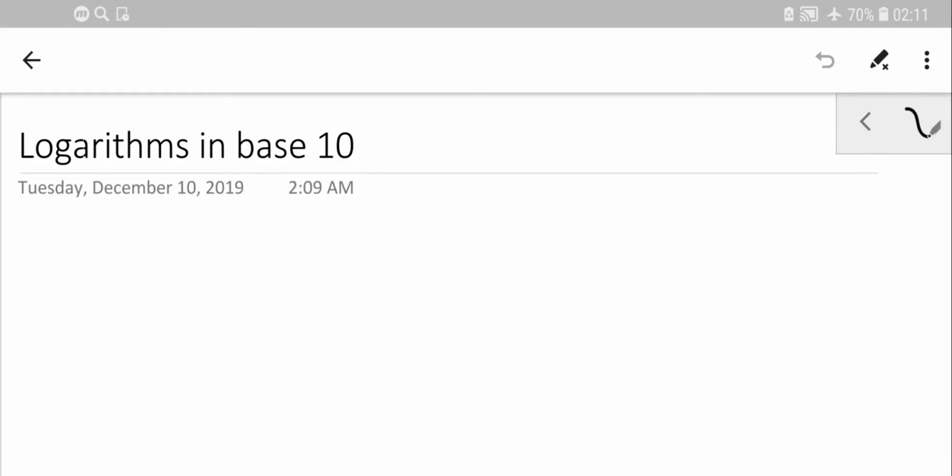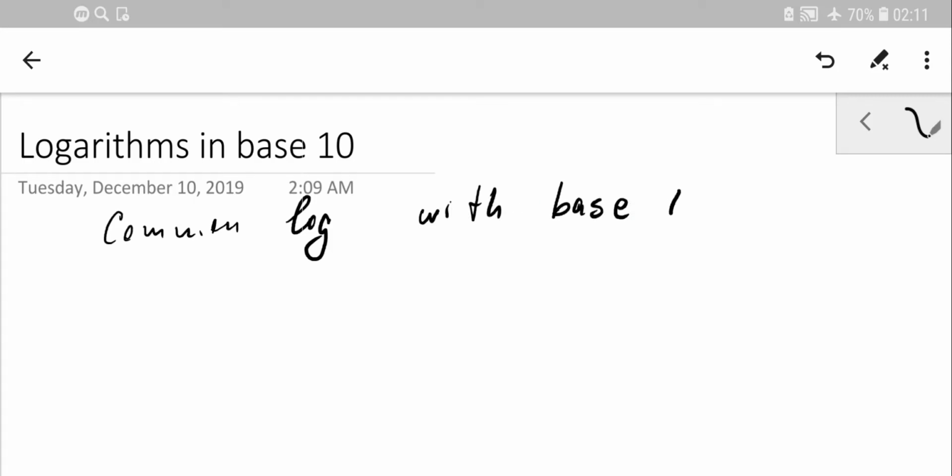Alright guys, today we're going to go back to logarithms, however in the new updated base 10. A logarithm with the base 10 is commonly called the common logarithm. So common logarithm, with the base 10. That's simply the normal one, except we didn't put 10 as the base.